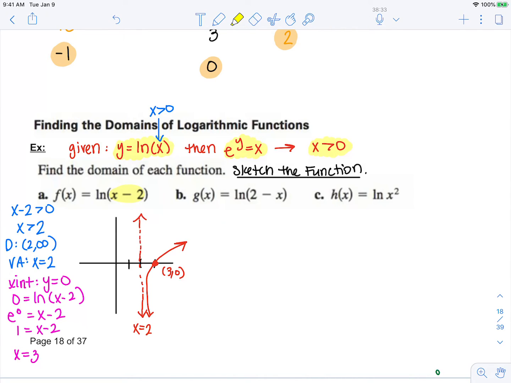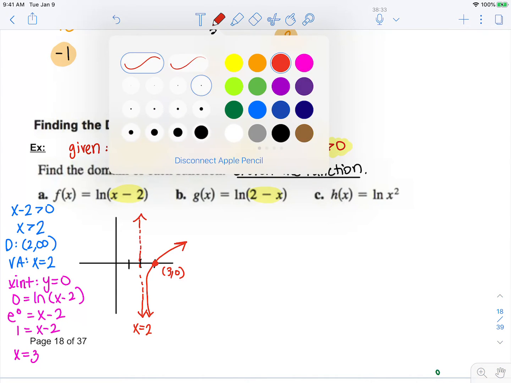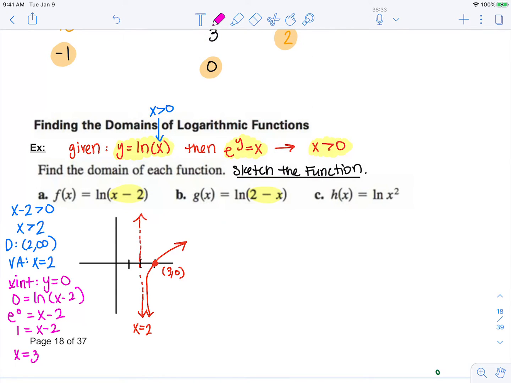Same idea here in part B. Now what's inside of my log is 2 minus x. So I know that 2 minus x is greater than 0, or 2 is greater than x. I can also write that as x is less than 2. So my domain is from negative infinity to 2. Since 2 is the greatest my x values go, I know I have a vertical asymptote at x equals 2.